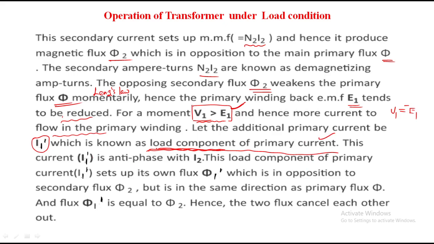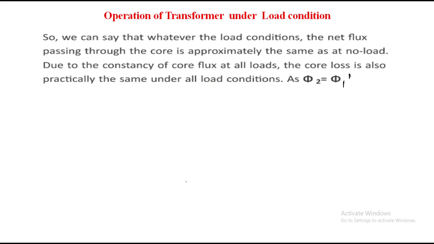So this current I1 dash is anti-phase with I2, because I2 is responsible for the production of I1 dash. So it has to oppose I2, not just oppose the changes. It has to oppose I2 only. So this load component of primary current sets up its own flux phi 1 dash. Obviously when there is a current there is a flux, which is in opposition to the secondary flux phi 2, but in the same direction as primary flux, and this compensating flux is equal to phi 2. Hence the two fluxes cancel each other out. I will explain in detail, don't worry, just go through these sentences clearly.